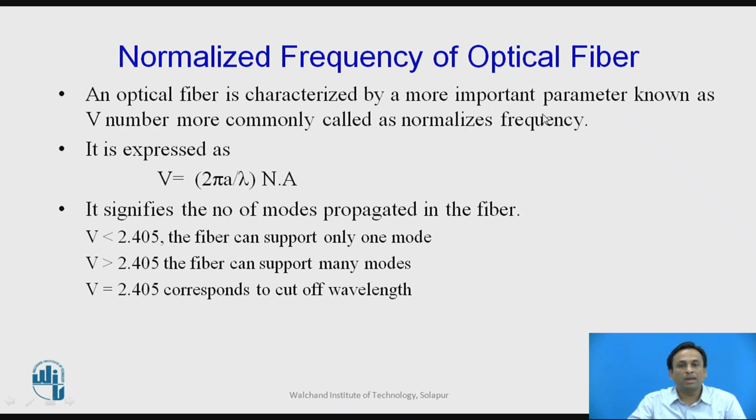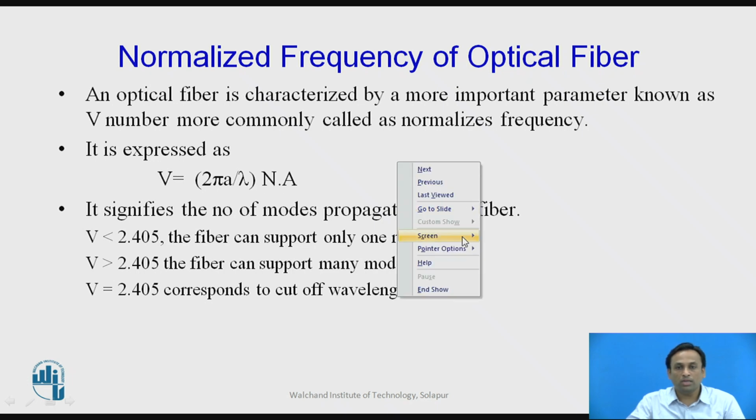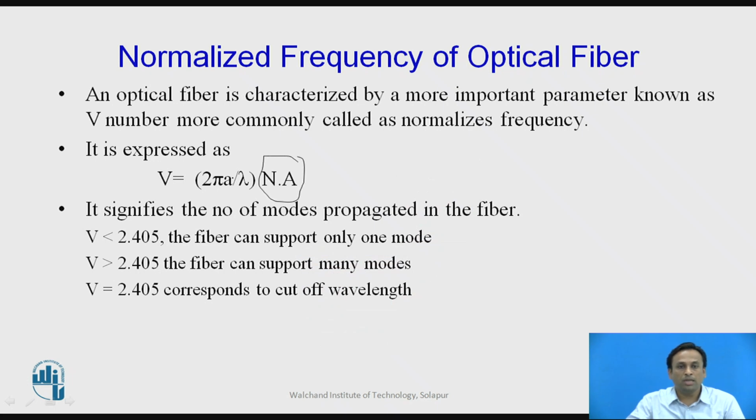This is the most important parameter, known as the V number, also called the normalized frequency. It is unitless. It is expressed as V equals 2 pi a upon lambda into NA. Here NA is the numerical aperture, a is the radius of the core, and lambda is the wavelength of the light. So the V number signifies the number of modes propagated in the fiber.